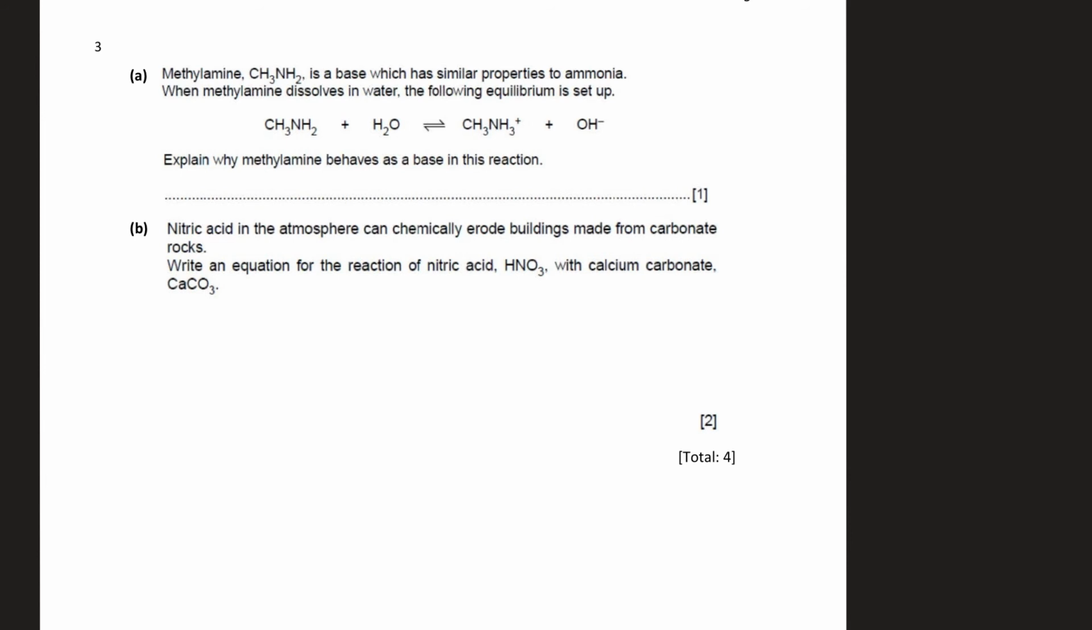Then it says nitric oxide in the atmosphere can chemically erode buildings made from carbonate rocks. Write an equation for the reaction of nitric acid, which is an acid, reacting with calcium carbonate. So calcium carbonate is limestone, usually available in many marbles, many rocks and all that. So calcium carbonate being a base will produce carbon dioxide and water with acid. And what you're left with is calcium and nitrate ions. So they'll react to produce calcium nitrate.